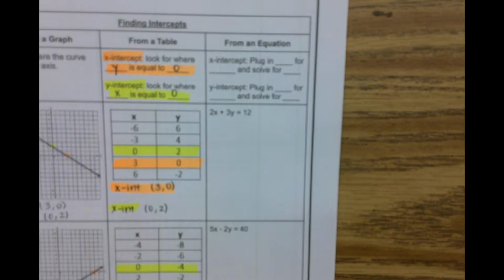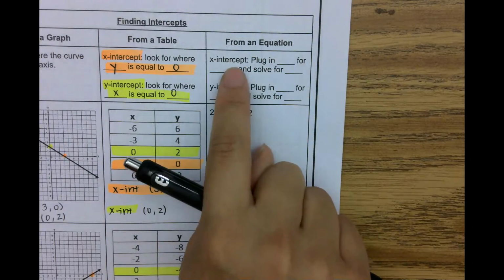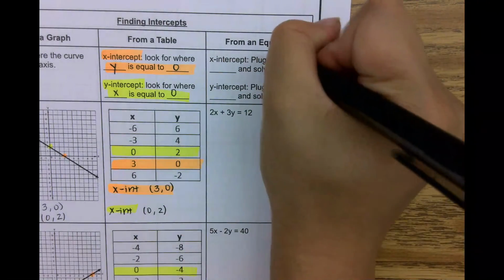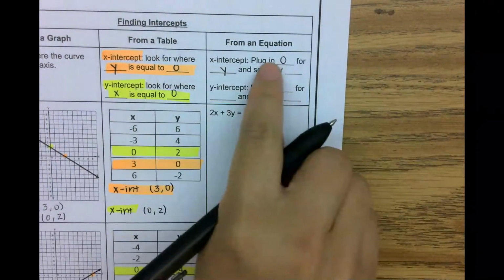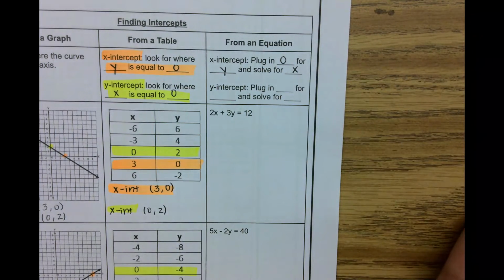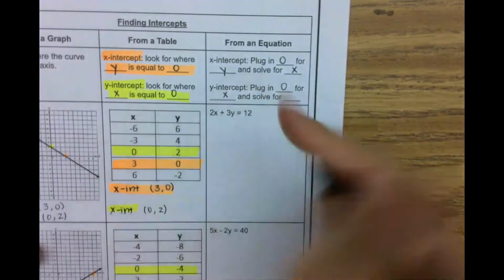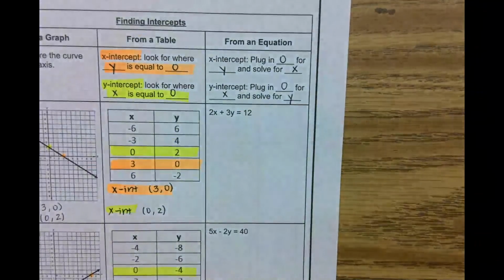So what about if it's from an equation? When we're given an equation, we're going to find the x-intercept by plugging in 0 for y, so y is equal to 0, and we're going to solve for x. When it's a y-intercept, we're going to plug in 0 for x, x equal to 0, and this time we're going to solve for y.